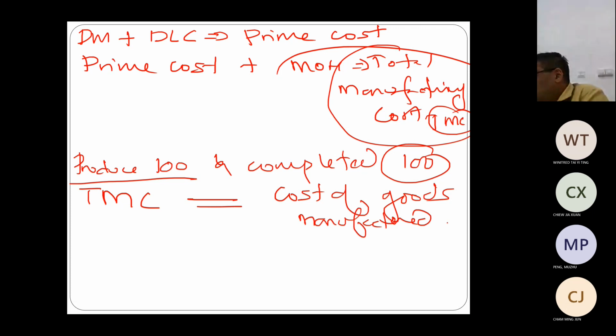So in this particular scenario, in this particular example, what you see is the cost of the manufacturing process and the cost of completed goods is the same. Why? I processed 100, I completed 100. Are you with me? Yes or no? Okay, look at the second scenario.